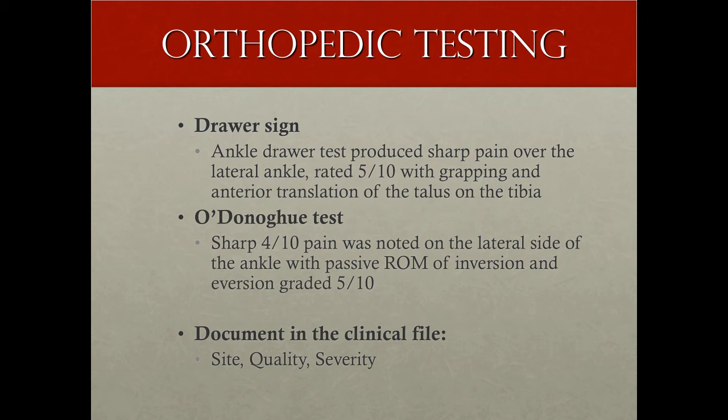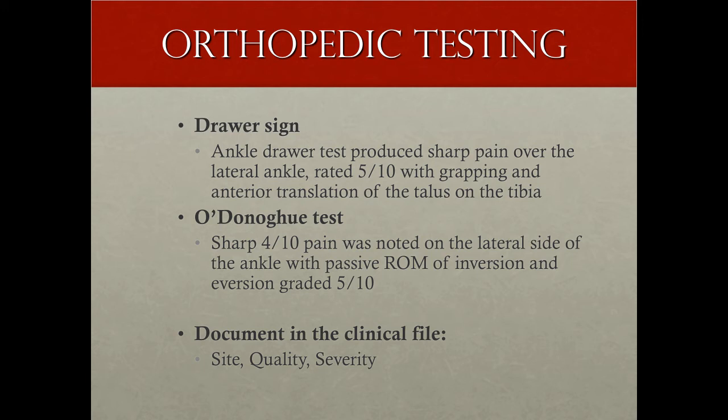But if the test is positive, you need to identify the site, the quality, and the severity of the positive finding. For example, in drawer sign, ankle drawer produced sharp pain over the lateral ankle. You could be more specific to say lateral malleolus. It was rated at a 5 out of 10, and we noted gapping and anterior translation of the talus on the tibia.